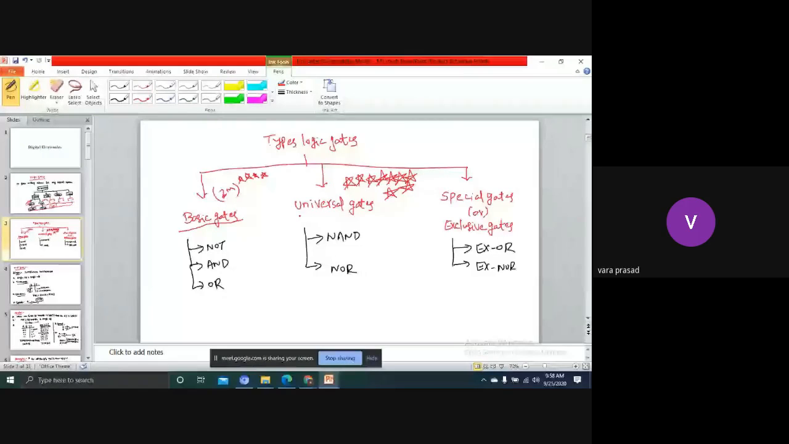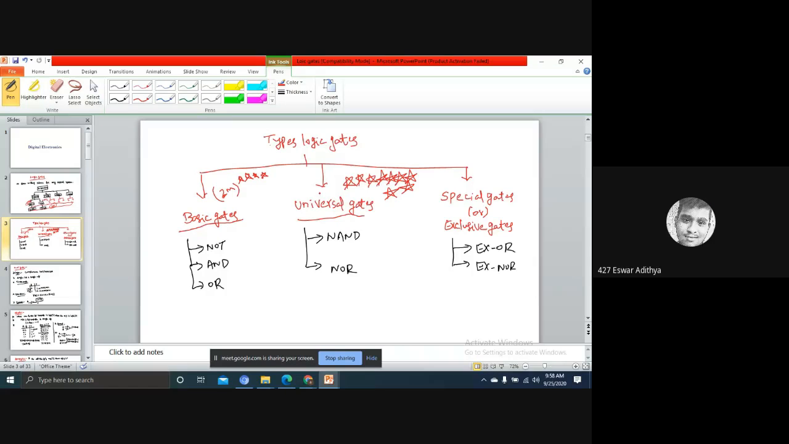The name is universal gate. For that I will ask one question. Who is the universal hero in India? Anyone? Who is the universal hero? Like Megastar is there in our industry, Power Star, like that one person is there, universal hero from Tamil Nadu. Who is that hero?